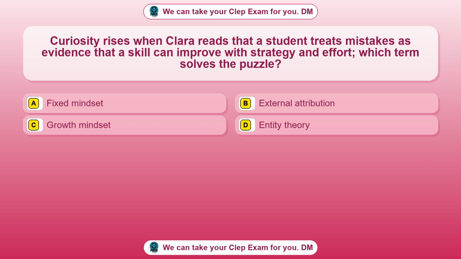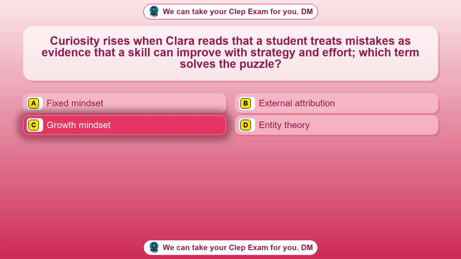Question 32. Curiosity rises when Clara reads that a student treats mistakes as evidence that a skill can improve with strategy and effort. Which term solves the puzzle? Option A, fixed mindset. Option B, external attribution. Option C, growth mindset. Option D, entity theory. The correct answer is option C.